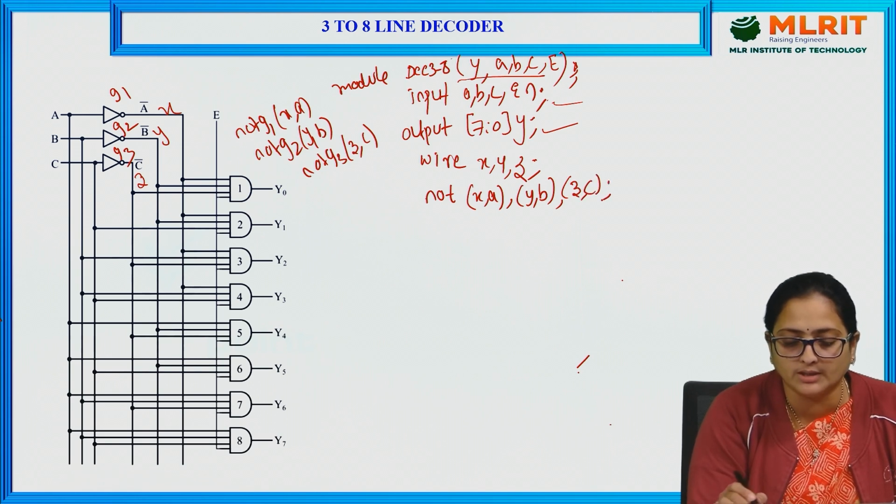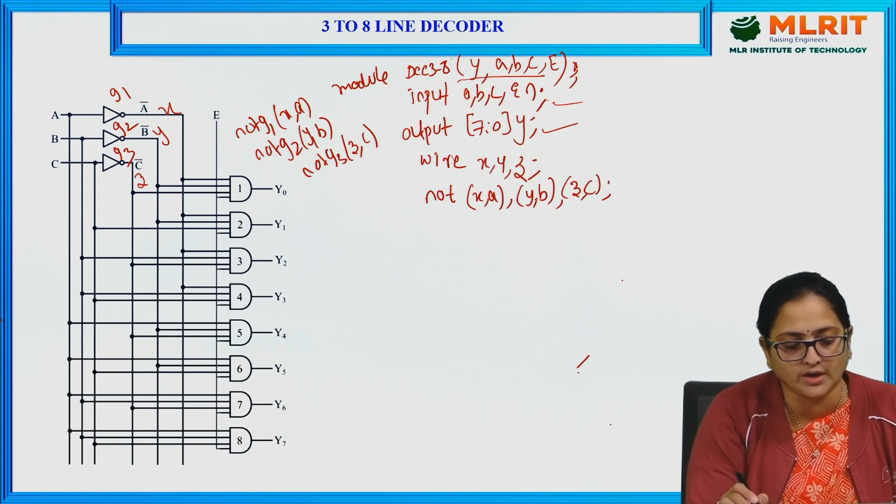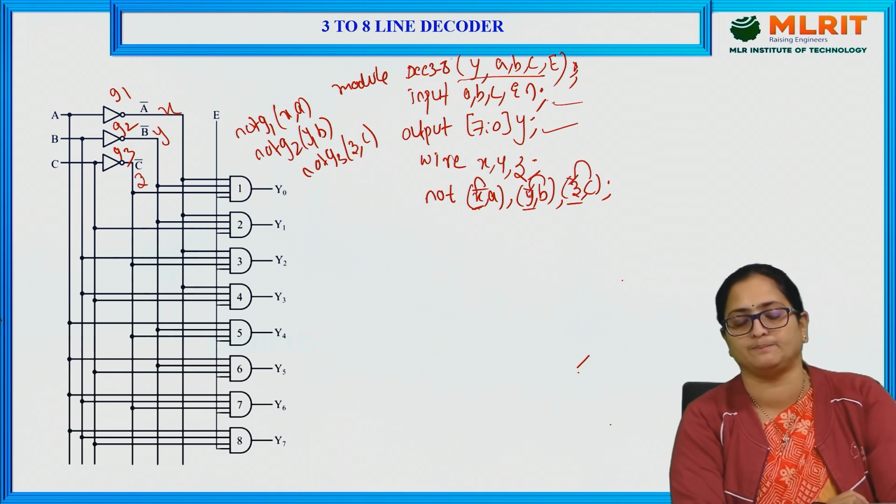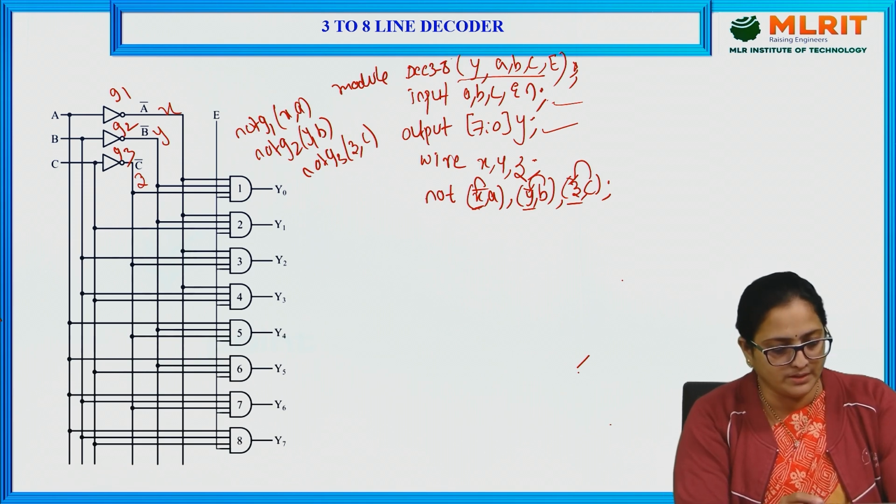So, the inputs A, B, C are given to the NOT gate and the outputs of NOT gates are stored in X, Y, Z. So, for A input, output is stored in X. For B input, output is stored in Y. For C input, output is stored in Z. Okay. So, enable pin is a common thing.